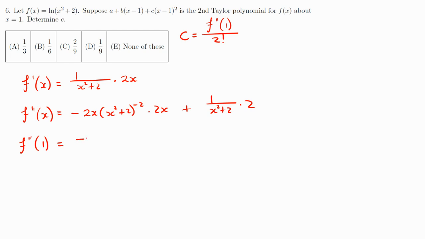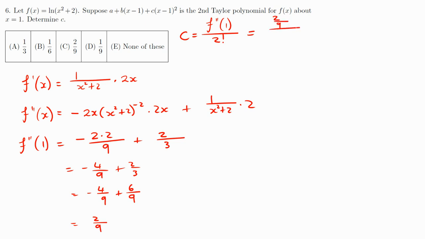Perfect. But we need this evaluated at x is equal to 1. So if we substitute 1 into this, it will become minus 2 times 2 over 9 plus 2 over 3, which is just minus 4 over 9 plus 2 over 3, which is just minus 4 over 9 plus 6 over 9, which is 2 over 9. Remember, this is this part. So that's what we got here. So we now know that the second derivative at 1 is 2 over 9. And if we divide this by 2, we'll get 1 over 9. So the answer is just D, 1 over 9.